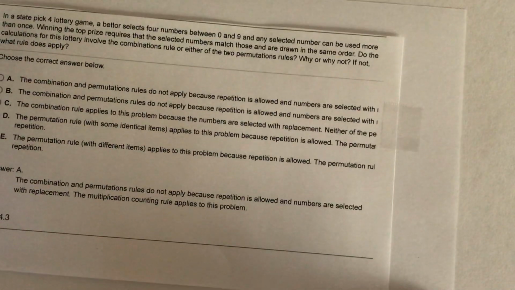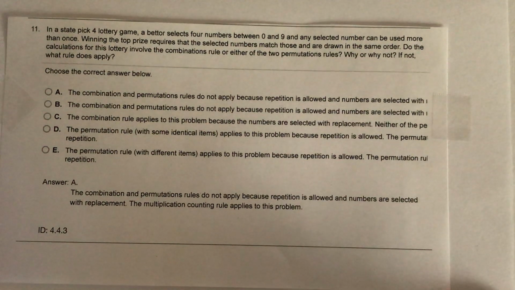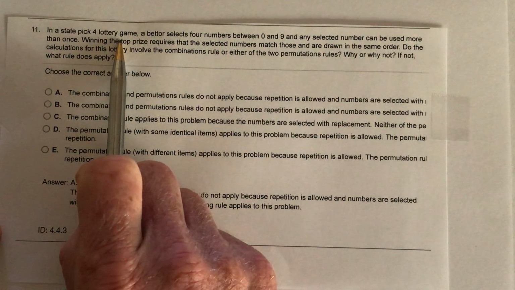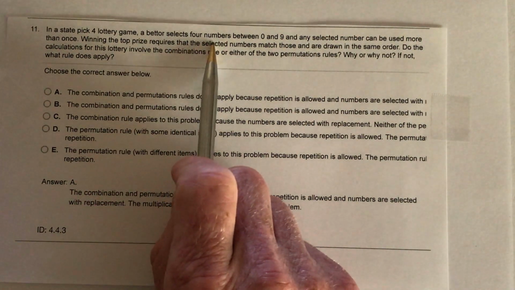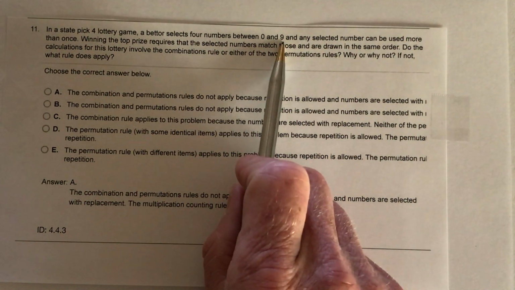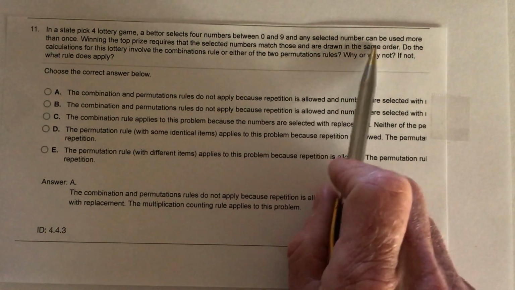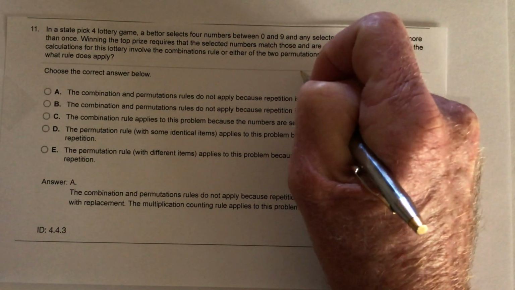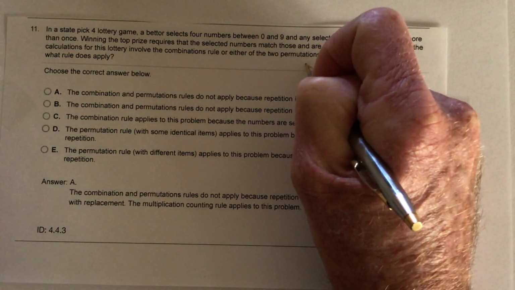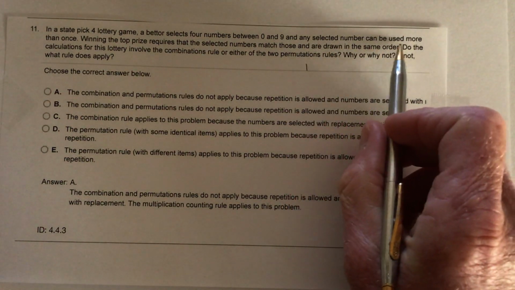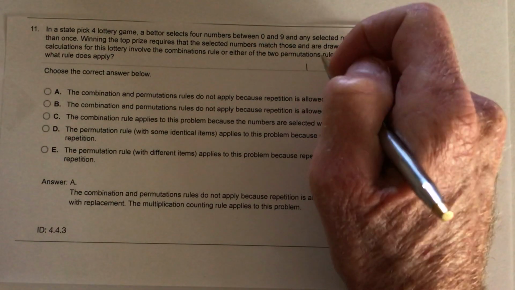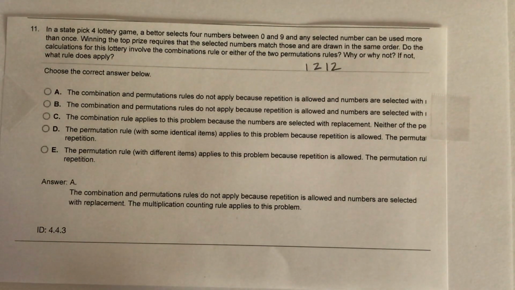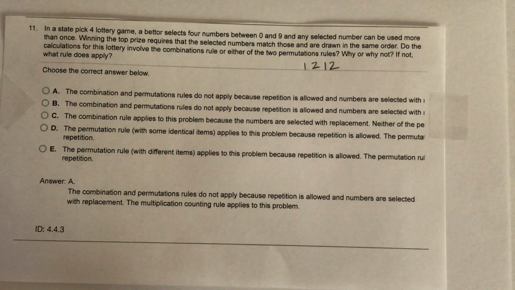Next up, in a state pick 4 lottery game, a bettor selects the 4 numbers between 0 and 9. And any number could be used more than once. So someone goes in and says, okay, I'm going to buy the winning lottery ticket. And the selected numbers can be used more than once. Okay, so my winning lottery ticket is going to be 1212. That's my winning lottery number. So that's the idea.